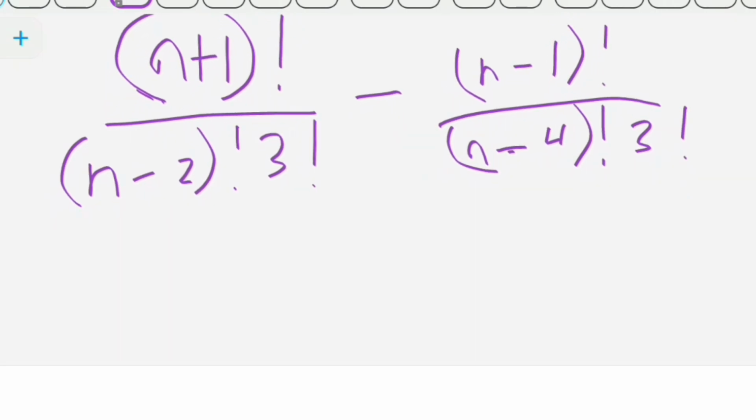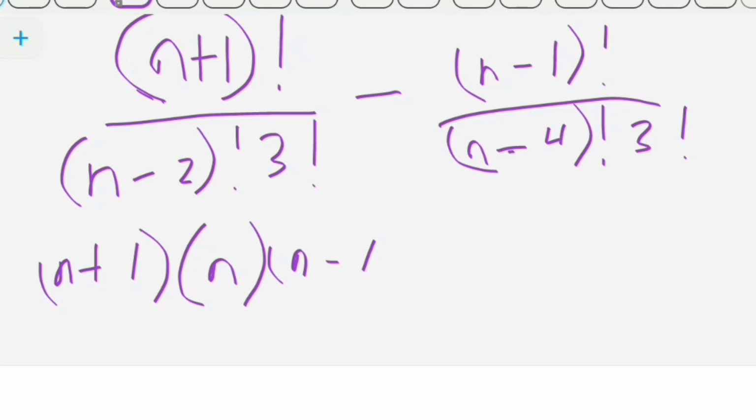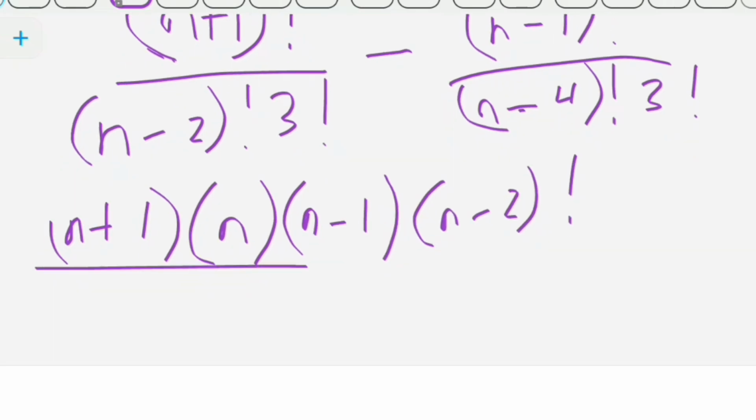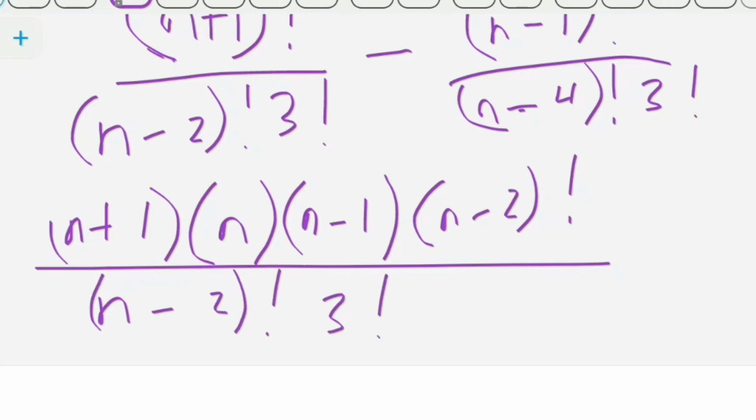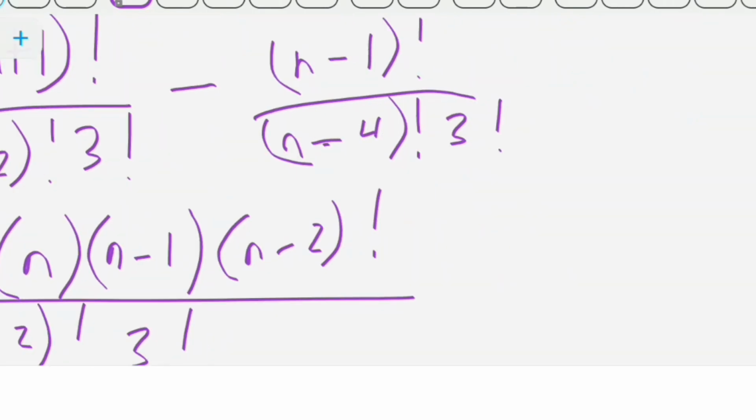So n plus 1 factorial, you have n plus 1 first. They keep on subtracting 1, 1, 1 from it. So this one will be n plus 1 minus 1. That will give you n. N minus 1, that will give you n minus 1. Then n minus 1 minus 1, that will give you n minus 2 factorial. So you stop at that point. Then divided by the bottom part, which is n minus 2 factorial, 3 factorial. So you can see that these two parts are the same. That's what you're actually targeting. Then do the same thing for the other one.